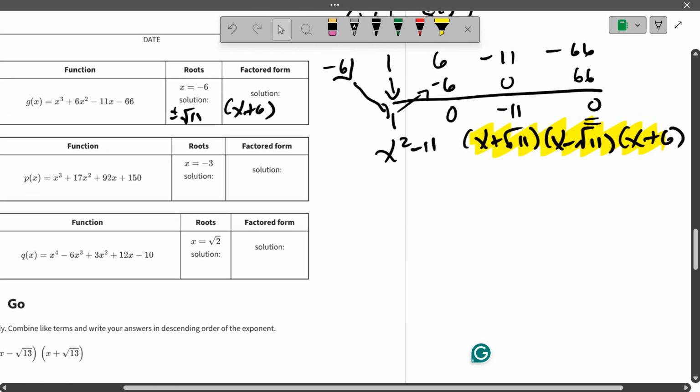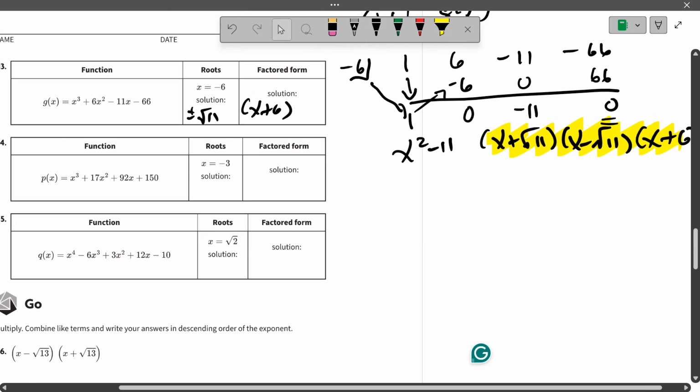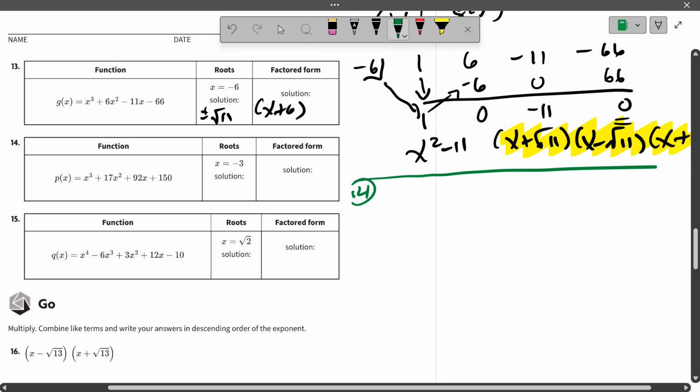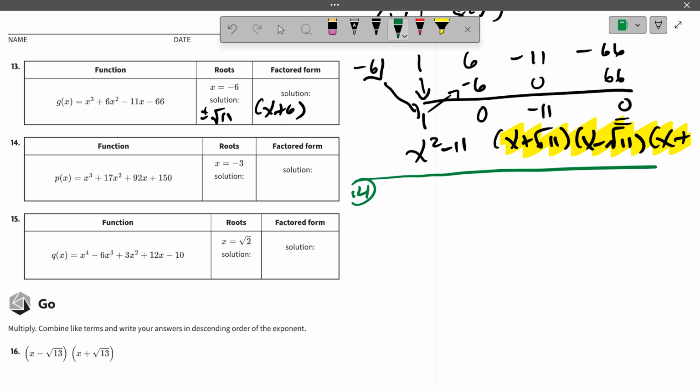Okay, so let's try the next one. It's going to be a similar process. I'll draw a line to separate these problems. This will be number 14. Do this one in green just so you can see kind of the difference. So x minus 3 is a root, so x plus 3 must be a factor. I take the root negative 3. I remove the coefficients and the constant, 1, 17, 92, and 150 on my line, expecting a 0 here.